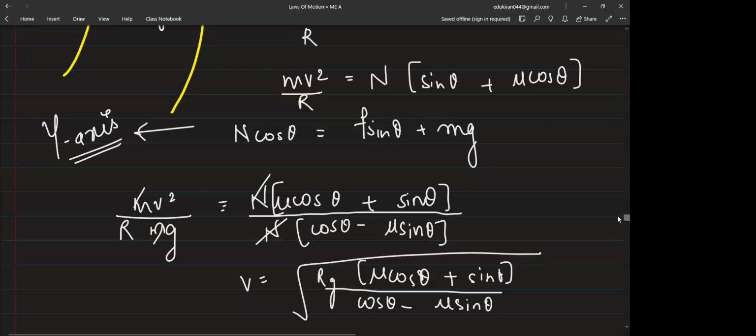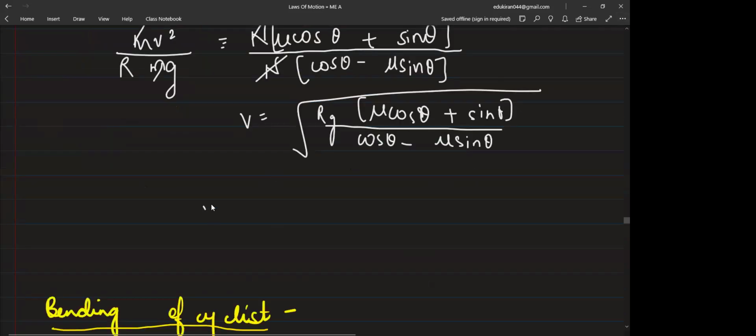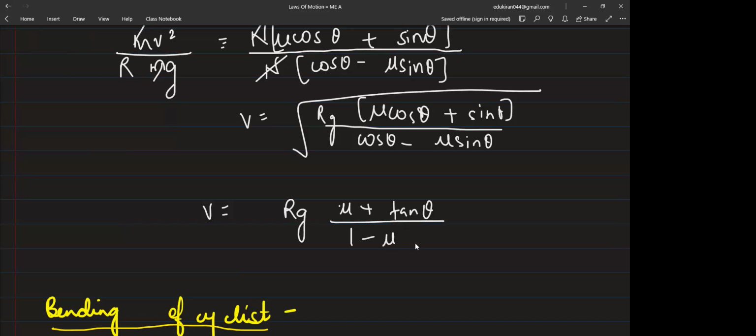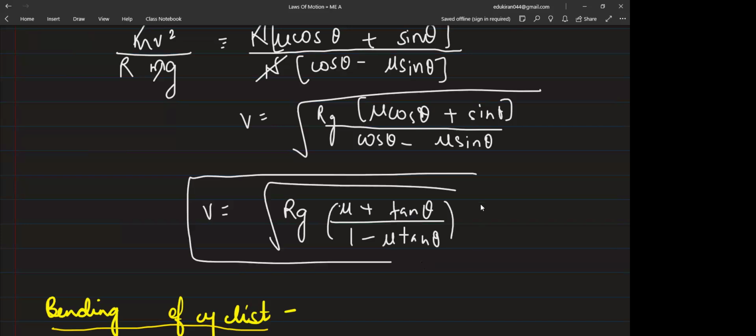Now, if you divide the entire equation by cos theta, you will get v equals root of rg times mu plus tan theta, divided by 1 minus mu tan theta. This is actually the formula of the speed limit. So this is actually important. Write down the derivation.